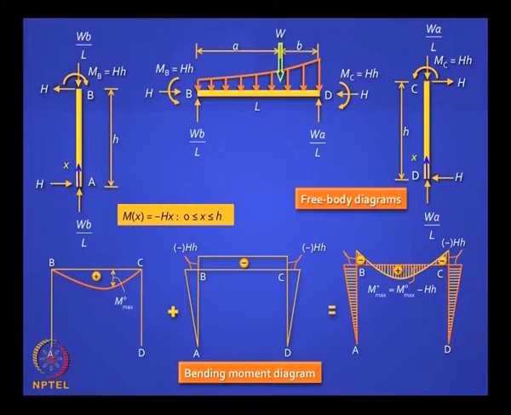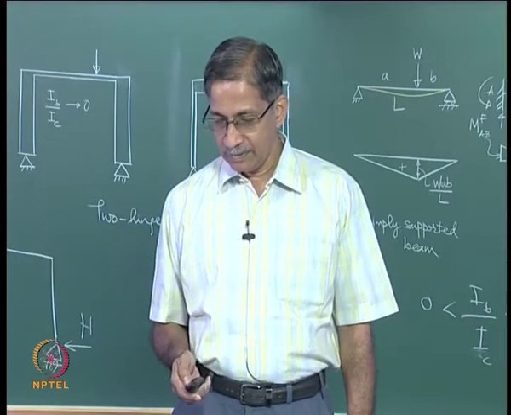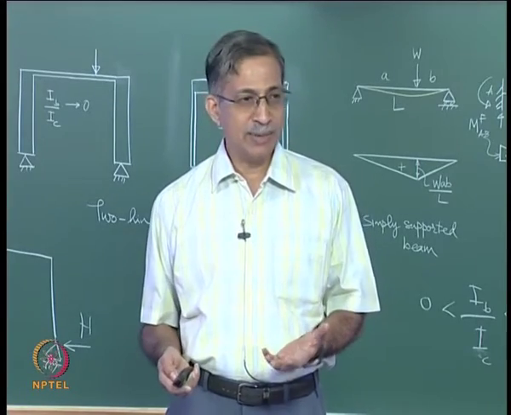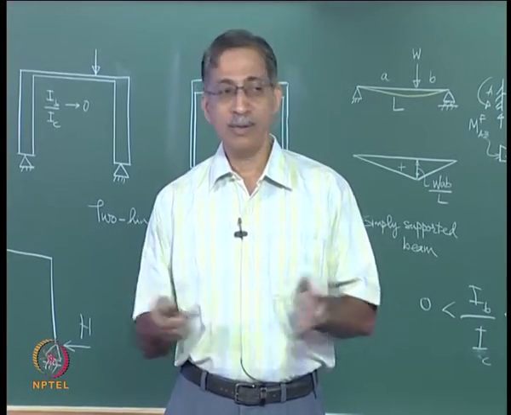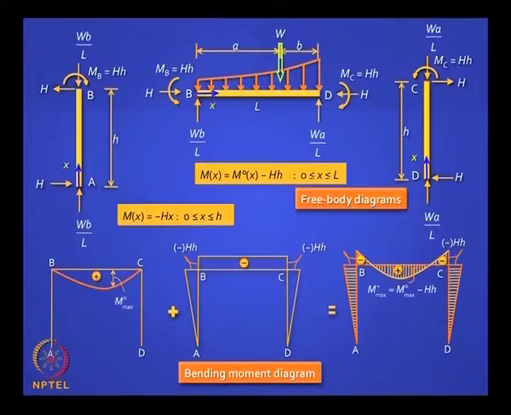Now can you write an expression for the beam? Can you write it in terms of M naught? M naught is the free bending moment at any location x in a simply supported beam. What will it be? Yeah, it is a sagging moment, M naught of x, and minus capital H into h, because that is a constant moment throughout the length of the beam. Can we write that? Got it? So here the limits are from 0 to L.